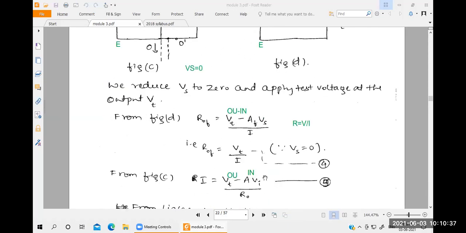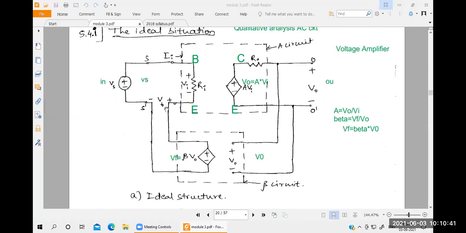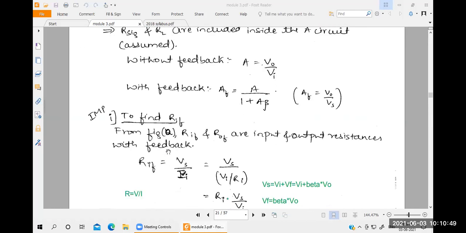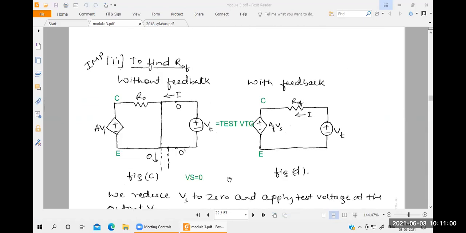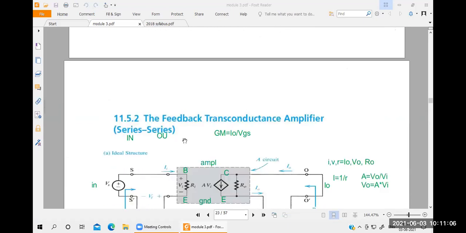What you got in the previous derivation, see the previous derivation here, was for the voltage amplifier. So what is the input connection for the feedback here? Series. For the series input connection, what is the input resistance with feedback equation? That is Ri into 1 plus A beta. Suppose it is a parallel connection for the output side, what is the output here? ROF is equal to R naught divided by 1 plus A beta. This is for the parallel connection, right?